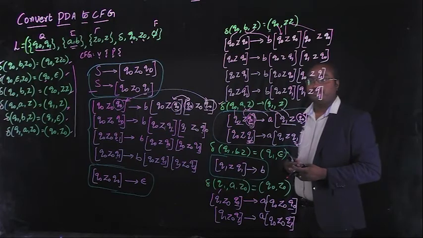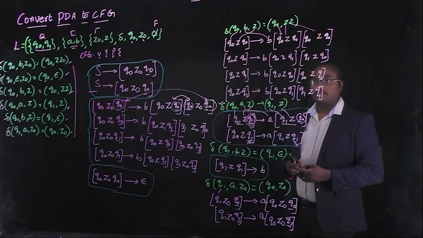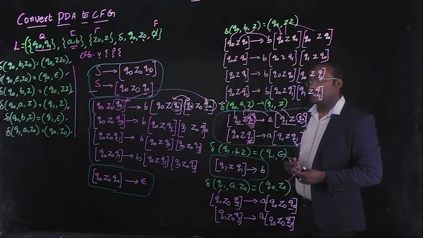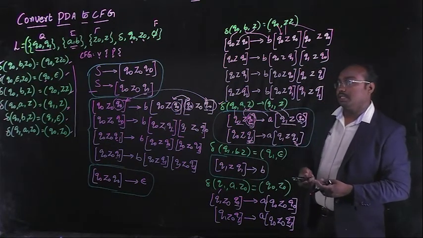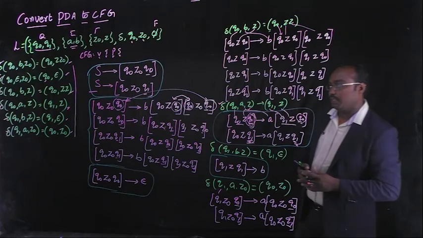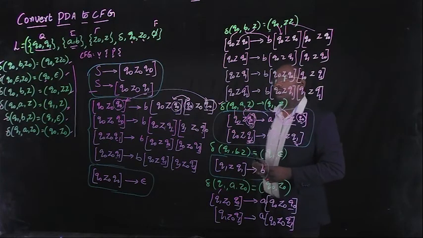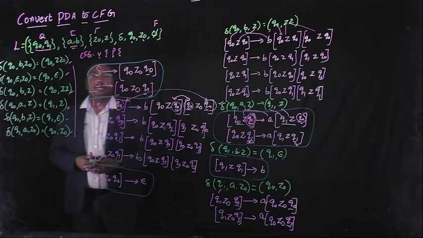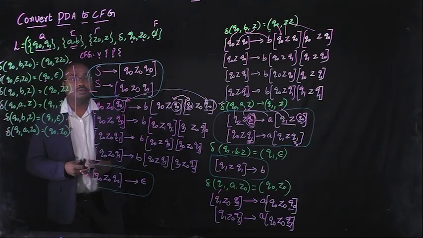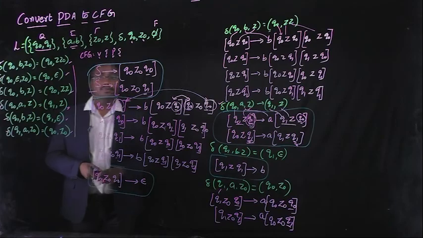So in this way we have to convert the PDA to context-free grammar. So these are the possible productions for the given PDA. Okay, thank you.